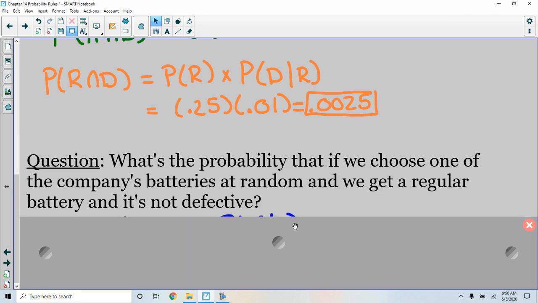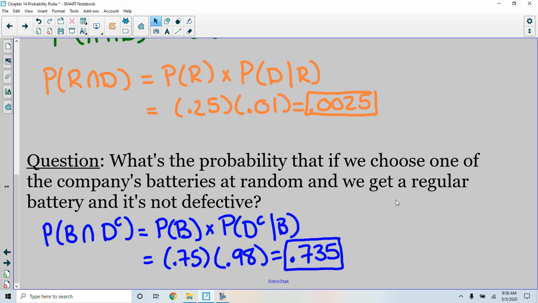Now we're choosing one at random, and we want to know the probability that it's a regular battery and it's not defective. So we're going to find the probability it's a regular battery, which is 75%, and then the probability that it's not defective, or working, given it's a regular battery. 98% of those regular batteries work. And so we have a 73.5% chance of pulling a battery off the line that is a regular battery that works.